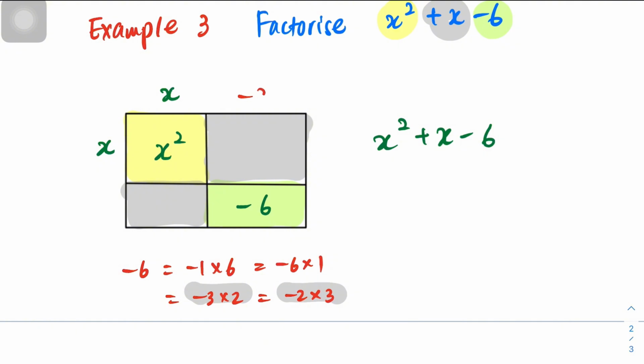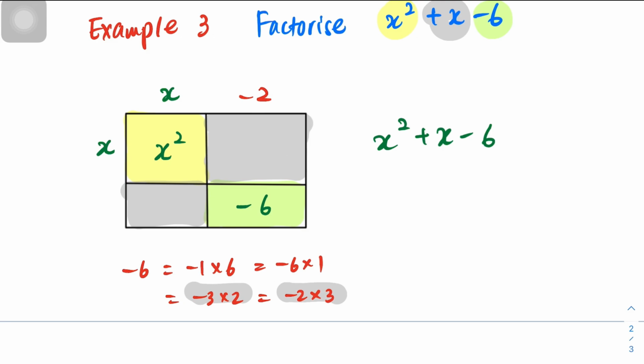Alright, let's try negative 3 and 2. If we use negative 3 and 2, what we will have in our first gray box is negative 3x. In our second gray box, it would be 2x. When we add them together, negative 3x plus 2x will give me negative x, not positive x. So therefore, this is an incorrect combination.